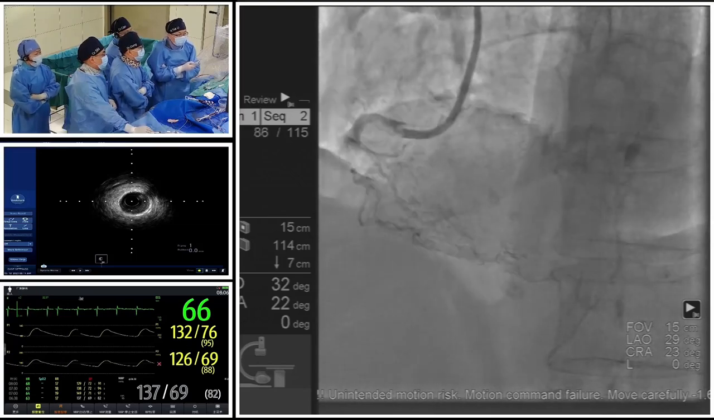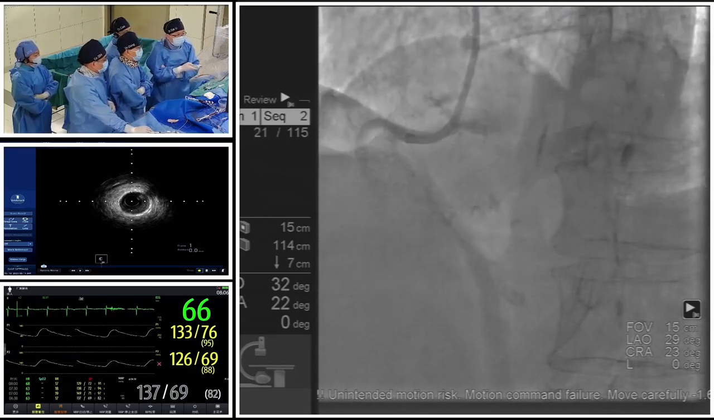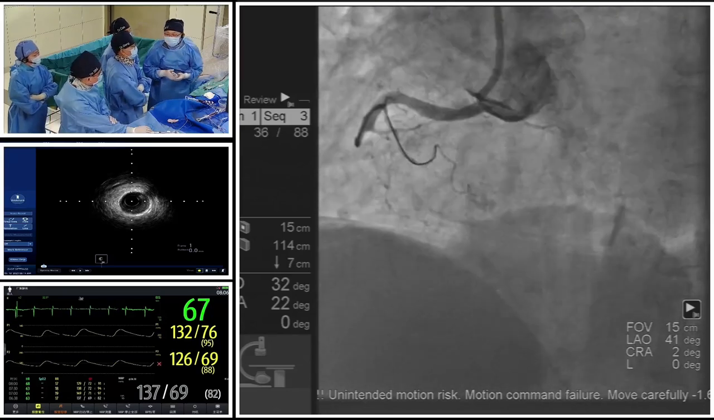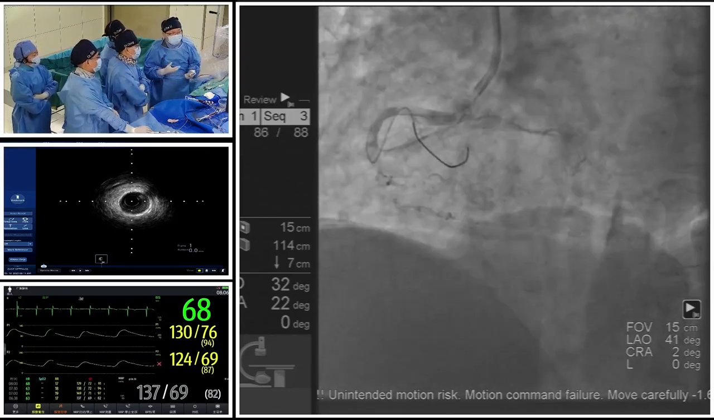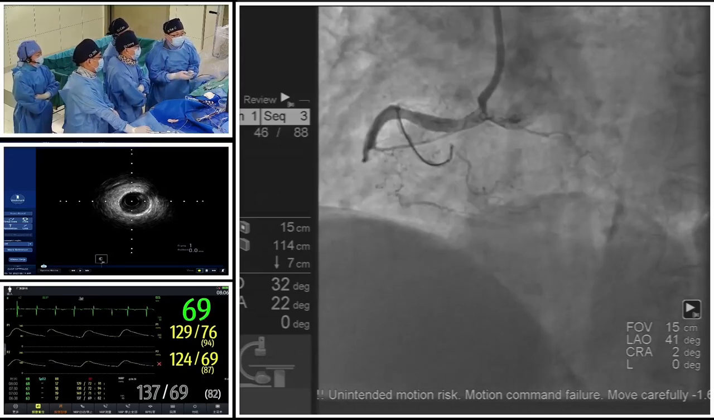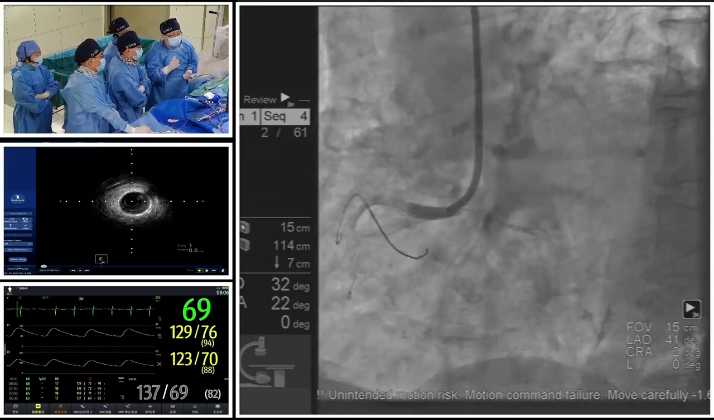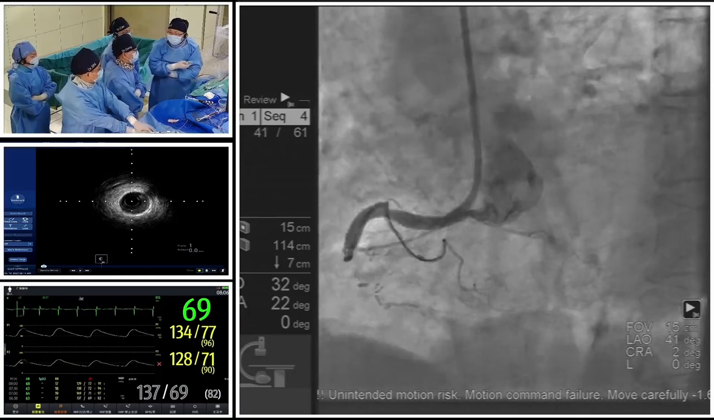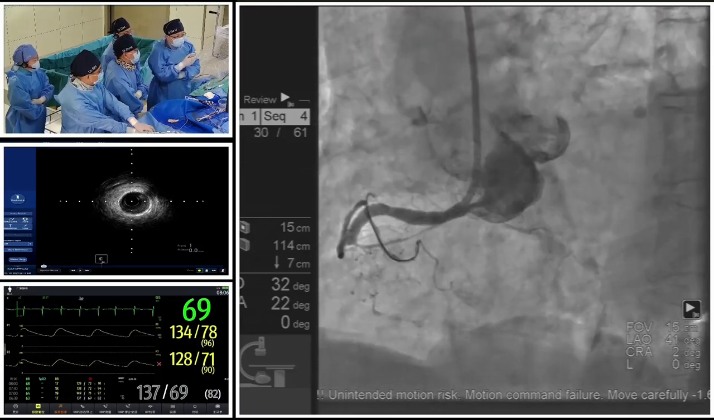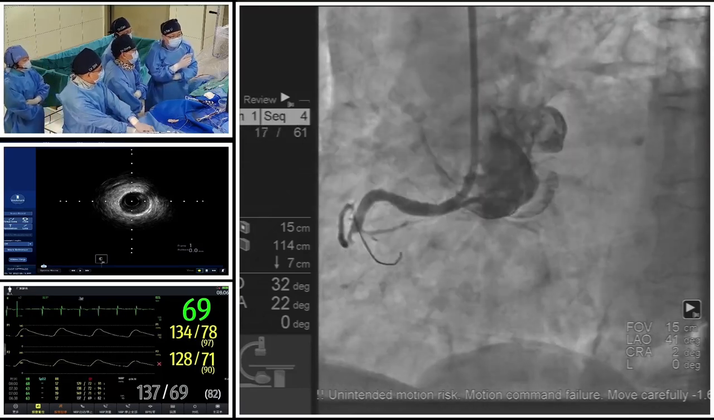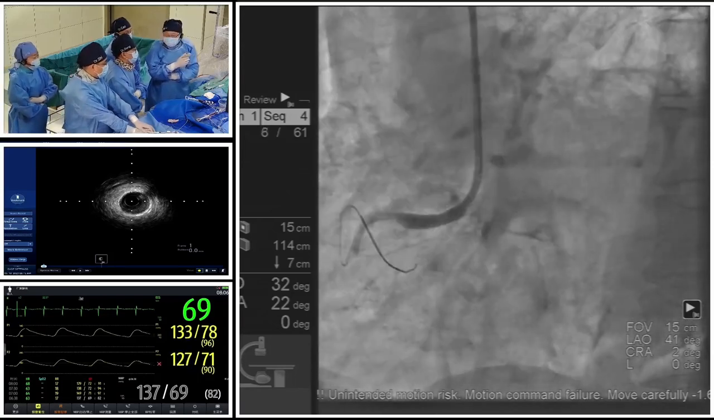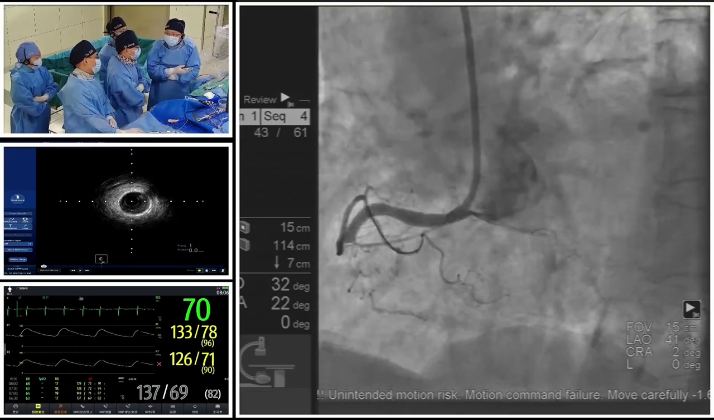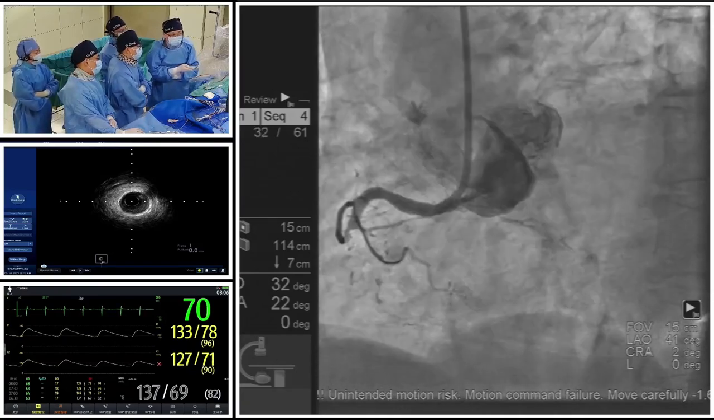And from this LAO, we also could see the distribution of the collateral channel, and we put a workhorse wire in the side branch, and then we could withdraw the guiding a little bit and do an angiogram again, to find the ostium of the side branch and make sure if the side branch has a good collateral channel. But very unlucky, we can see at the ostium of the RCA there is a relatively large side branch, but no visible collateral channel to the distal RCA. So for that case, the ipsilateral collateral channel could not be used.